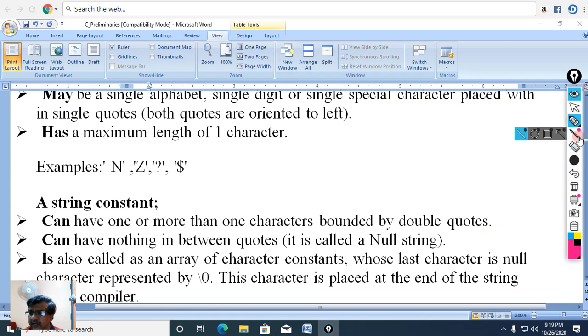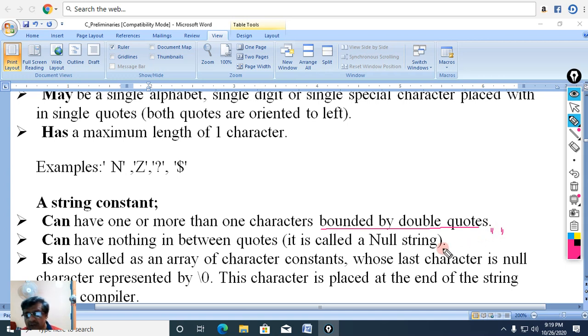That's how the computer recognizes. Therefore, you need to understand how exactly we can represent the character. It should be bounded by double quotes. It's a must. It can have nothing in between the quotes. If you have nothing in between the quotes, it is called a null string. Null strings are a must in a programming environment.